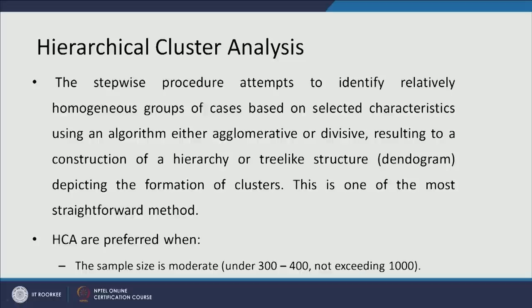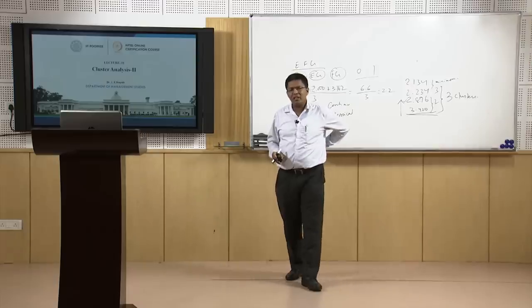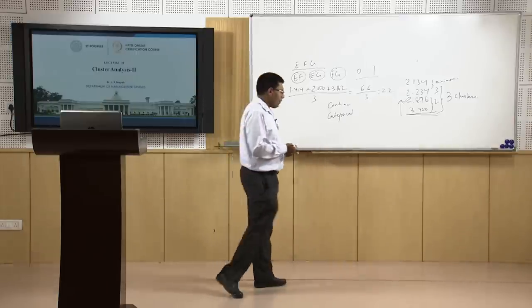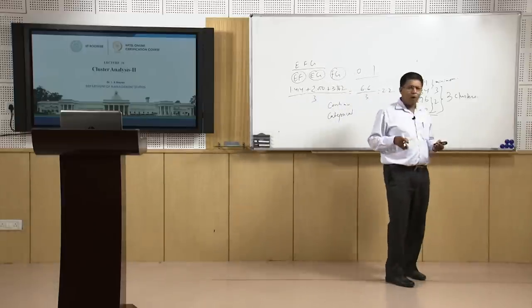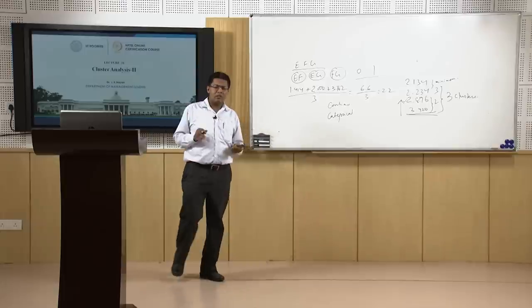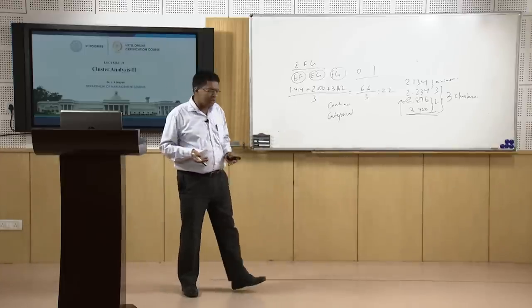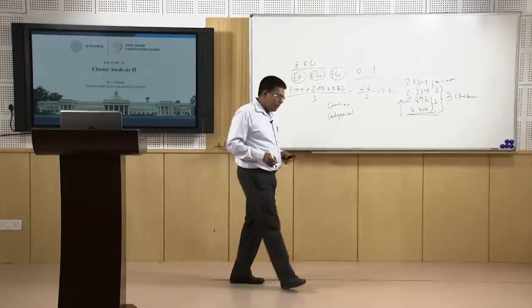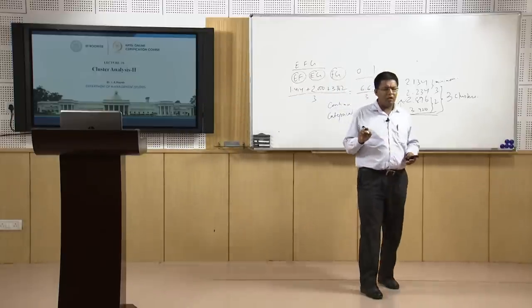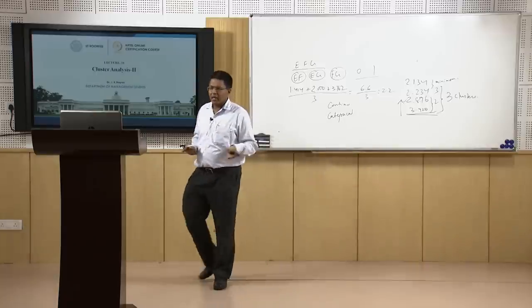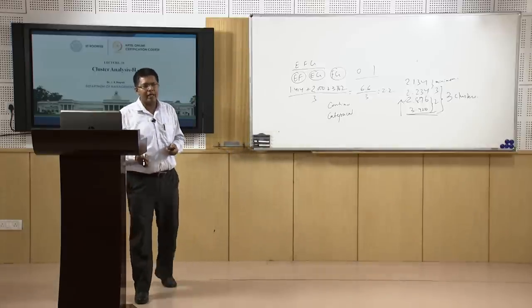Now why is it not preferable for a very large sample size? The number of iterations that you or the software has to do will be very large. Suppose you have only 400 samples, the number of combinations or iterations that will happen may be around 80,000, right? If you have around a 500 sample size, it is more than 1 lakh. Such a high number of combinations or iterations is the reason why we use hierarchical cluster analysis for a sample size which is moderate, not so large, right? If it is a large one, then it becomes really hectic and very difficult.